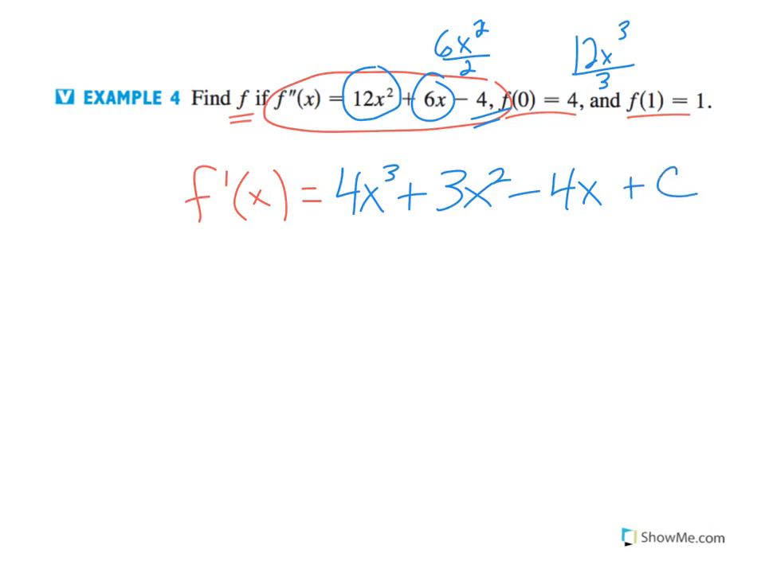Now with any of these initial value problems, if you have a couple conditions, you always want to check to see if we have a derivative condition here. And notice both of these are in terms of the original function.